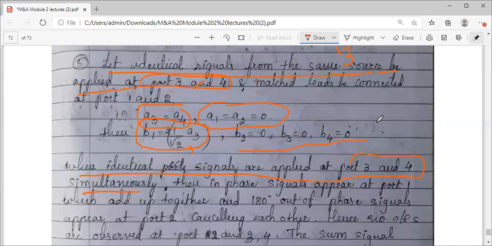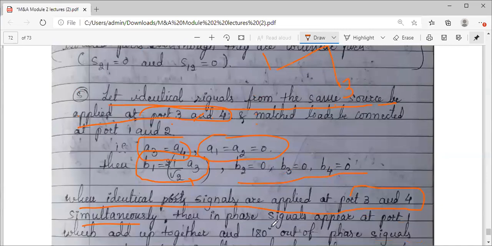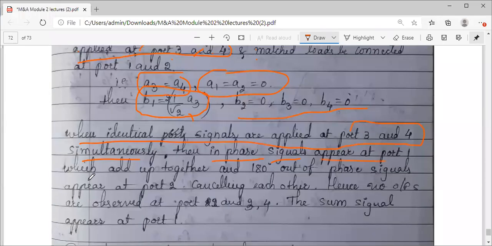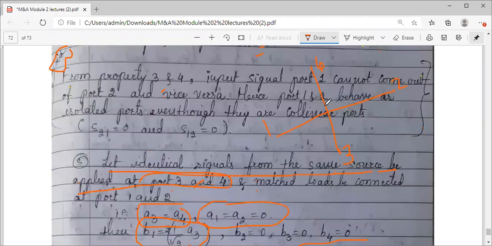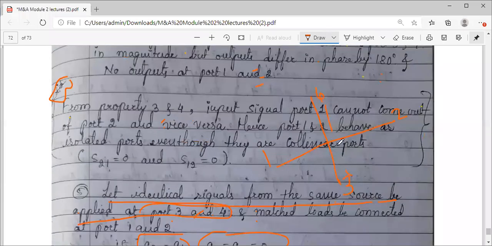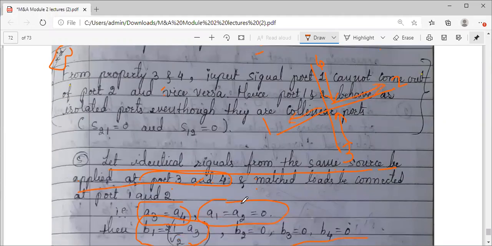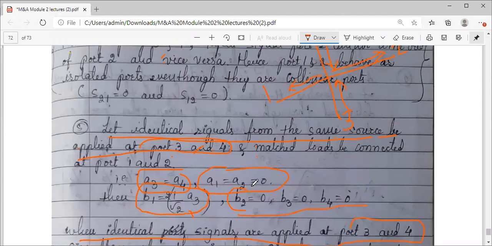What happens? The in phase signals appear at port 1, where they are added up together, in the sense that signal is coming from both sides. Okay, they are identical signals, they enter, even though they will go in port 1 and 2, you can observe we got B2 as 0, nothing is at port 2.